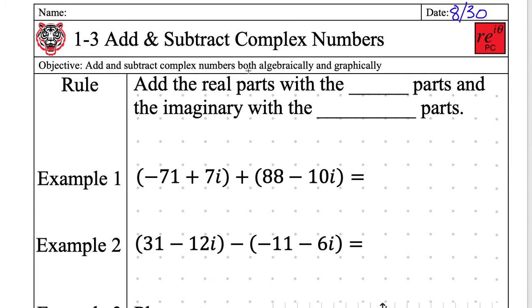The general rule to remember from last year is when you're adding, add real parts with the real parts, and add the imaginary parts with the imaginary parts. It's very similar to adding like terms. The imaginary parts, anything with an i in it, are like terms with anything with an i in it. Anything that doesn't have an i in it, add those together.